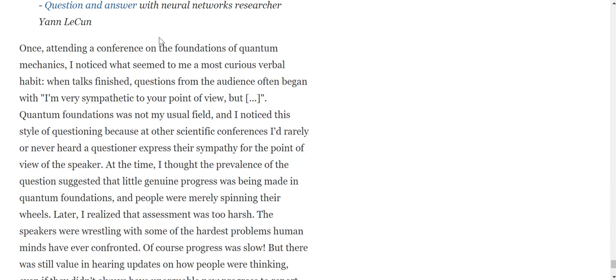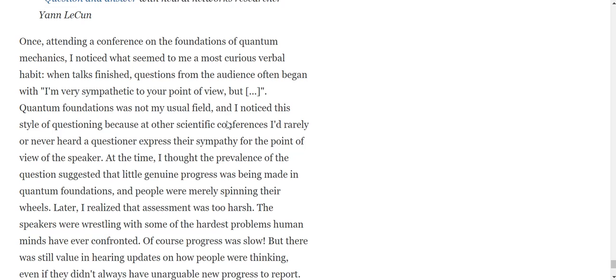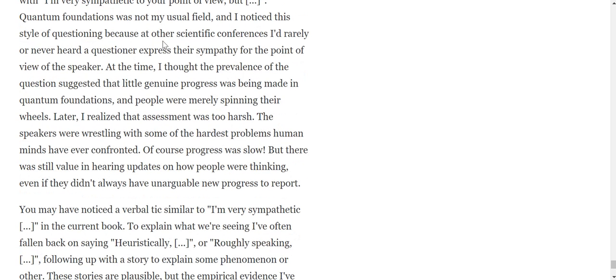Once, attending a conference on the foundations of quantum mechanics, I noticed what seemed to me a most curious verbal habit. When talks finished, questions from the audience often began with, "I am very sympathetic to your point of view, but so and so." Quantum foundations was not my usual field, and I noticed this style of questioning because at other scientific conferences, I'd rarely or never heard a questioner express sympathy for the point of view of the speaker. True. I haven't ever heard such things.